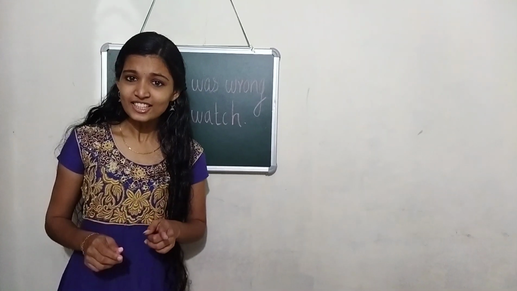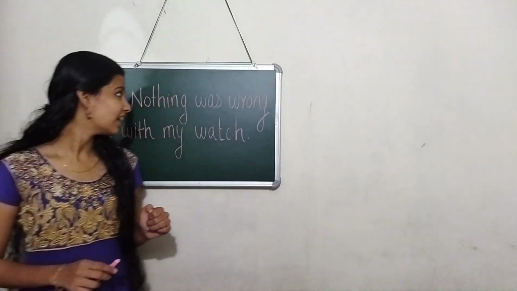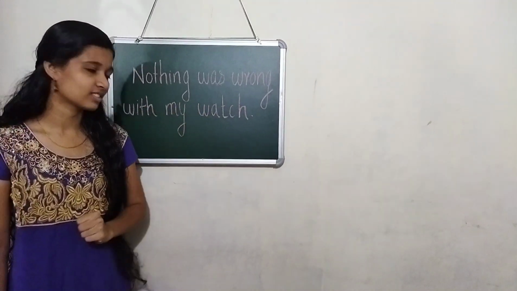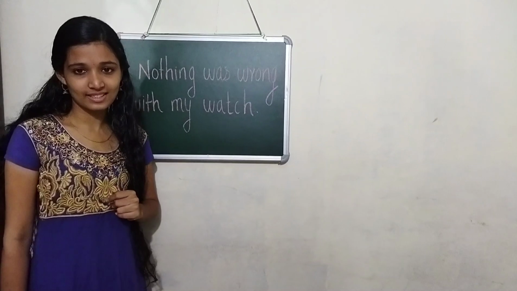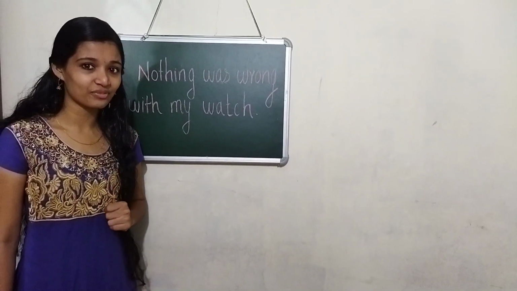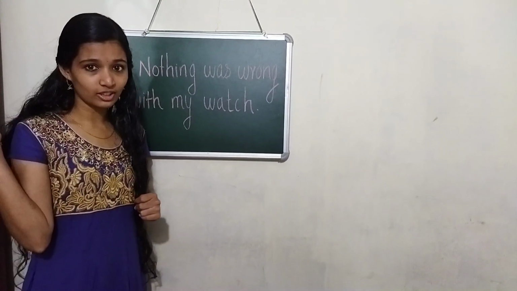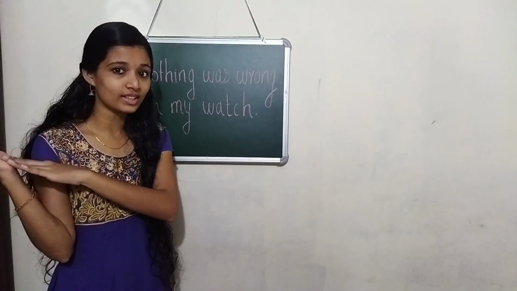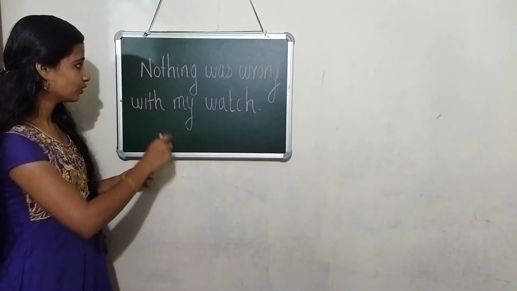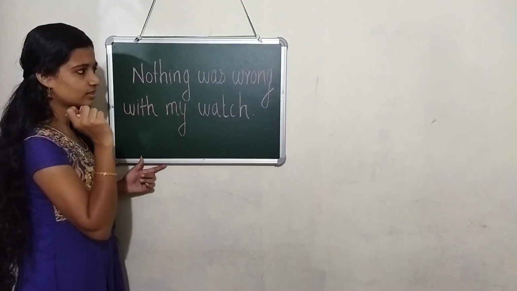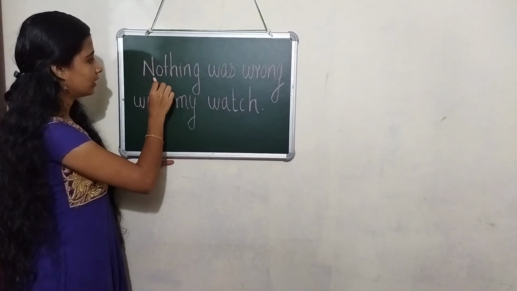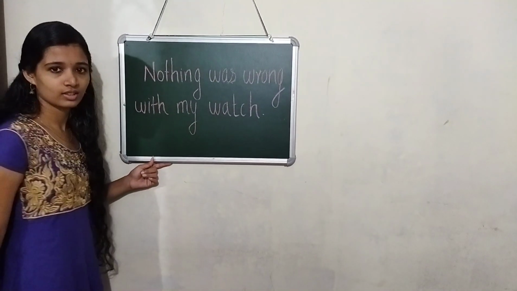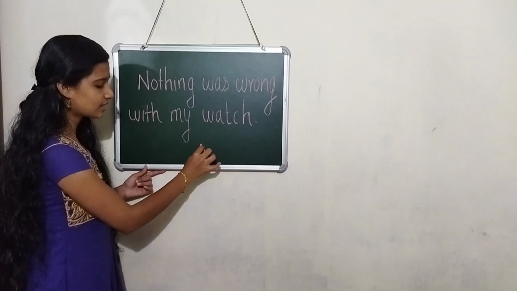Here is another sentence for you, and that is: nothing was wrong with my watch. What type of sentence is this? Can you identify? I already told you that negative sentences are sentences that make use of the word not. Here the word not is absent. Do you notice it? Nothing was wrong with my watch. The word not is absent here.